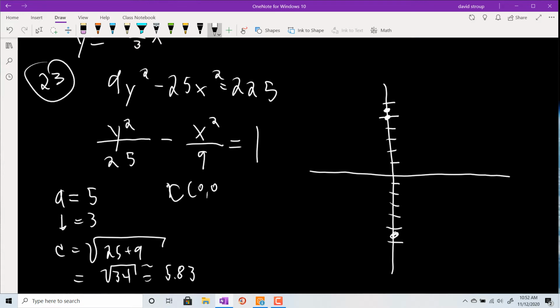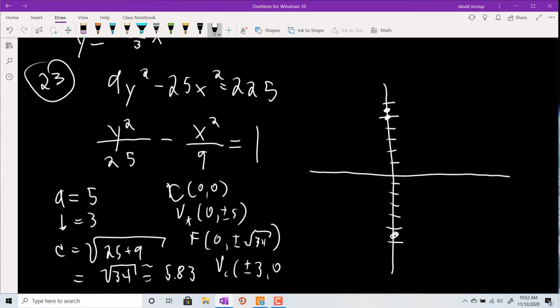Center is 0, 0. Transversal vertices are 0, comma, plus or minus 5. The foci, 0, comma, plus or minus root 34. And then vertices on your conjugate axis, plus or minus 3, comma, 0. Okay, so 1, 2, 3, 1, 2, 3.